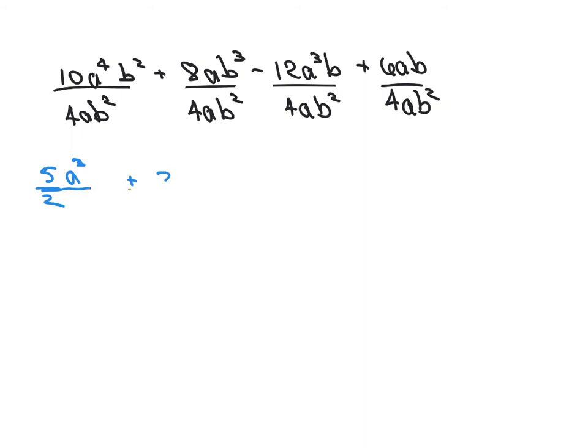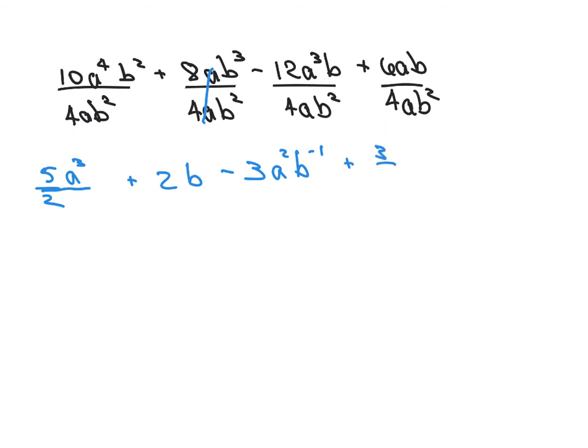8 over 4 is 2. The a's cancel. And that gives me a b, because 3 minus 2 is 1. Minus, and I'm going to get a different answer than the book because their problem had a 2 on the a, and I neglected to put that on there. So my answer will be different than the book answer, but it's still following the same procedure. a cubed over a is a squared. b over b squared is 1 minus 2, which is negative 1, and we'll get back to that in a minute.